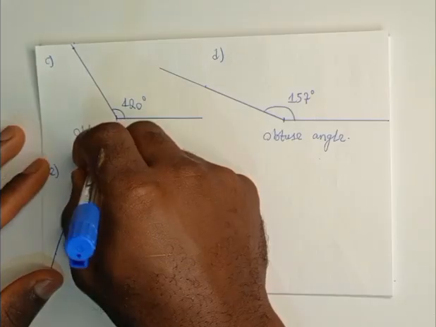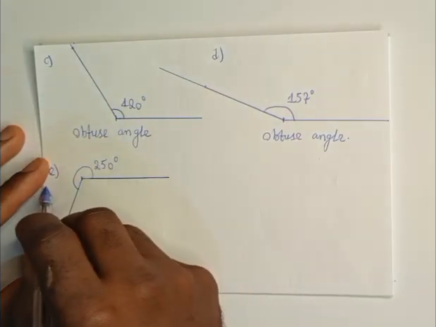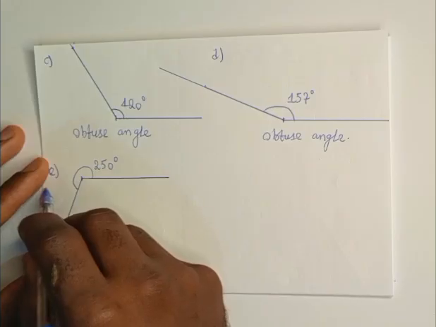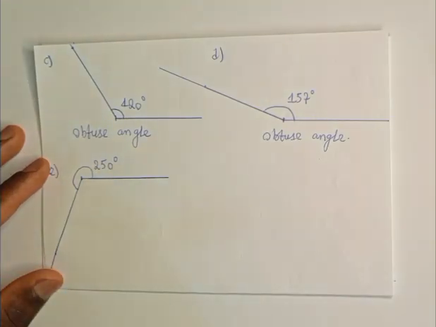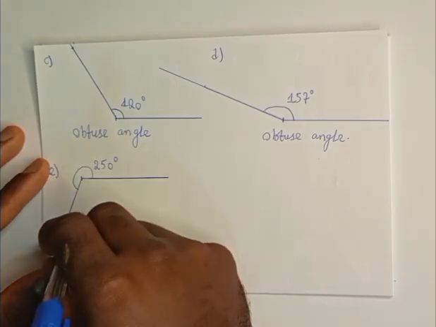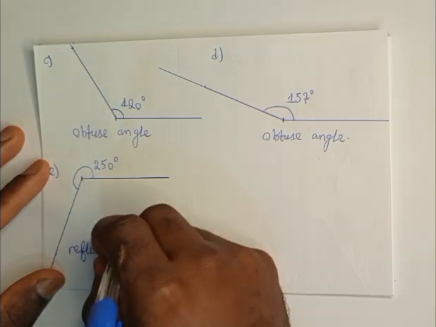This is the angle 250 degrees. For straight line angle, this is 180 degrees plus 70 gives 250. The angle 250 degrees lies between 180 degrees and 360 degrees. The angle is a reflex angle. Right below reflex angle.